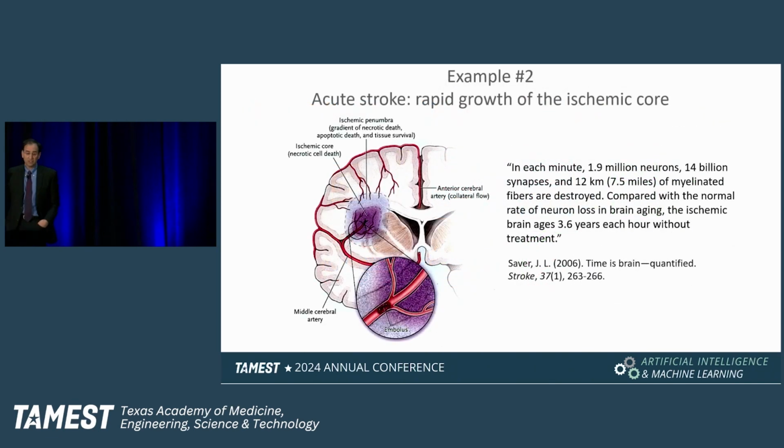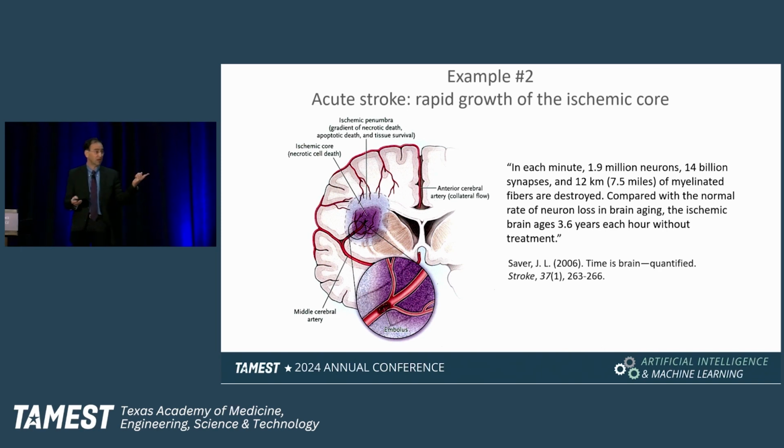So I wanted to just pause and shift gears to a second example that we've been working on, which really relates to a previous talk, actually, about time and brain. In this particular example, we're talking about a clot that's going into one of the main arteries called the middle cerebral artery right here in the brain. This is a stylized cartoon.